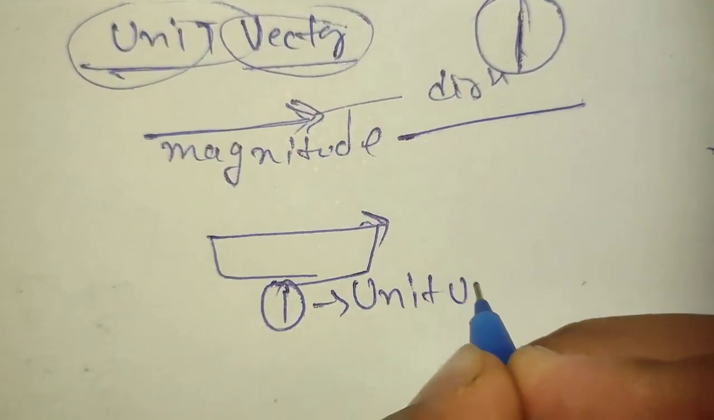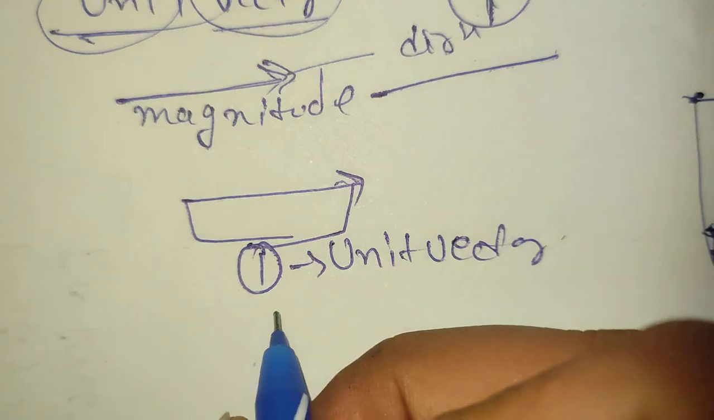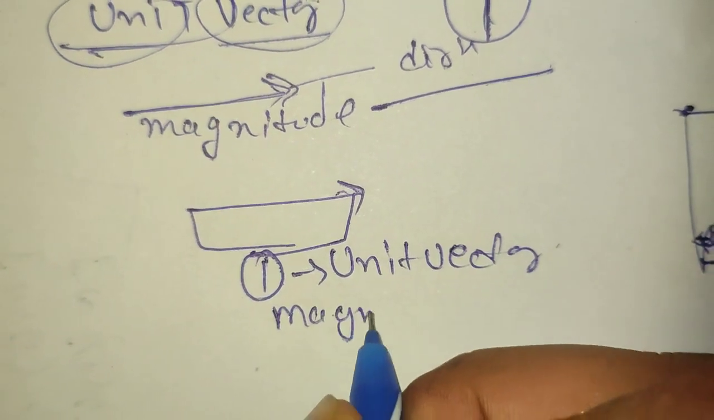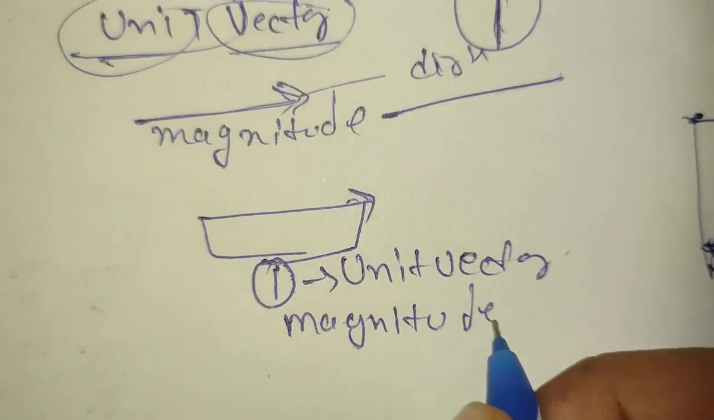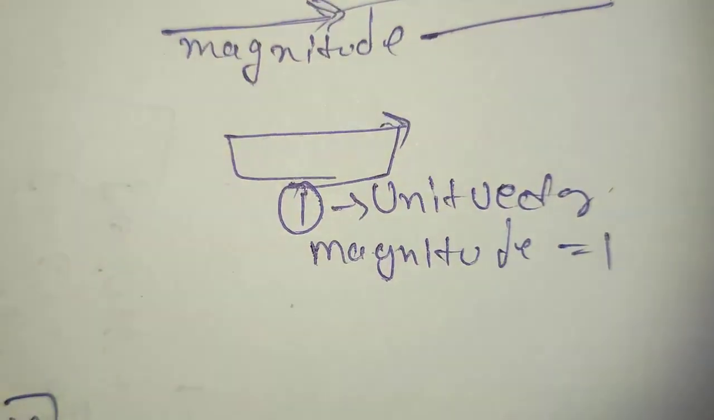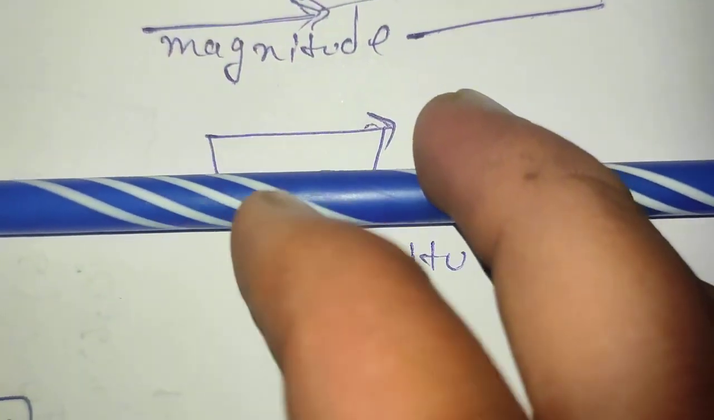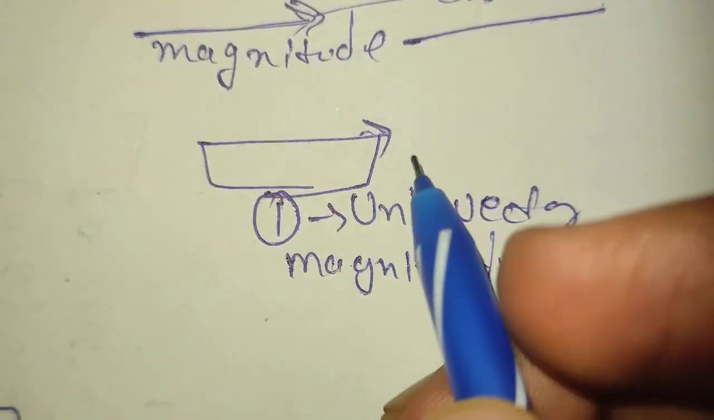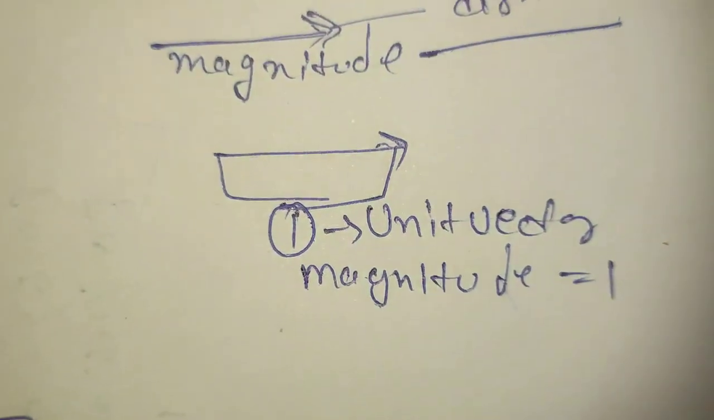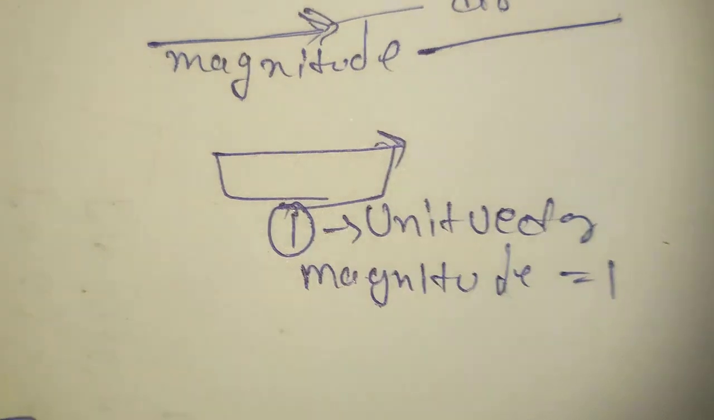This is a unit vector. A unit vector means a vector which has magnitude equal to 1. For example, if the magnitude of this pen is 1, it is called a unit vector. So why do we need the unit vector?